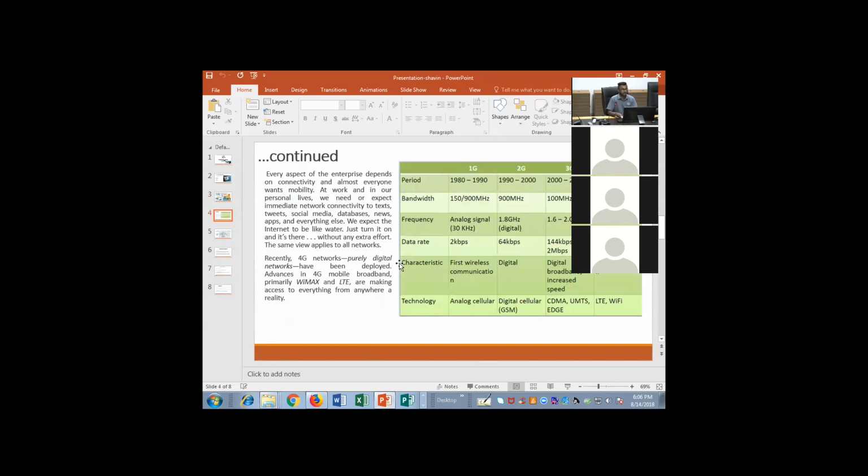Every aspect of the enterprise depends on connectivity, and almost everyone wants mobility. At work and in our personal lives, we need or expect immediate network connectivity to text, tweet, social media, database, news, apps, and everything else. It's like if you want to watch a YouTube video, we don't like pausing and waiting for it to download. We want to click on it and just play, right? If you want to scroll your newsfeed on Facebook, we don't want it to keep on connecting, right?